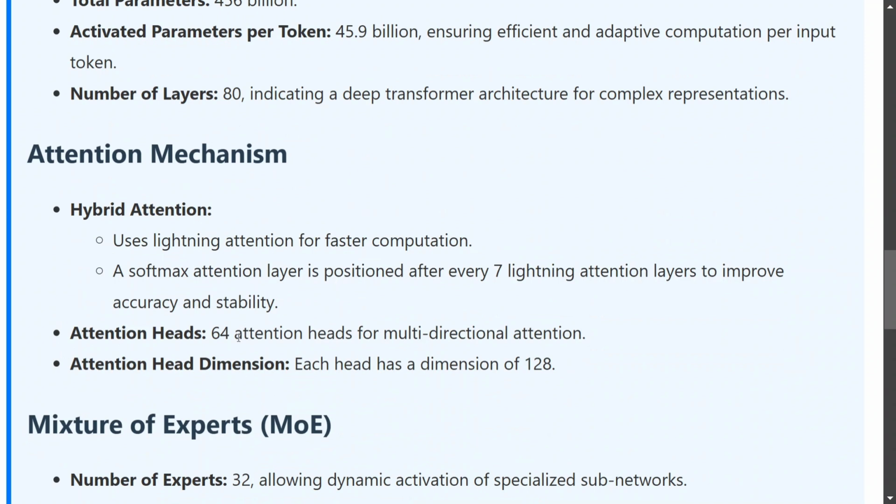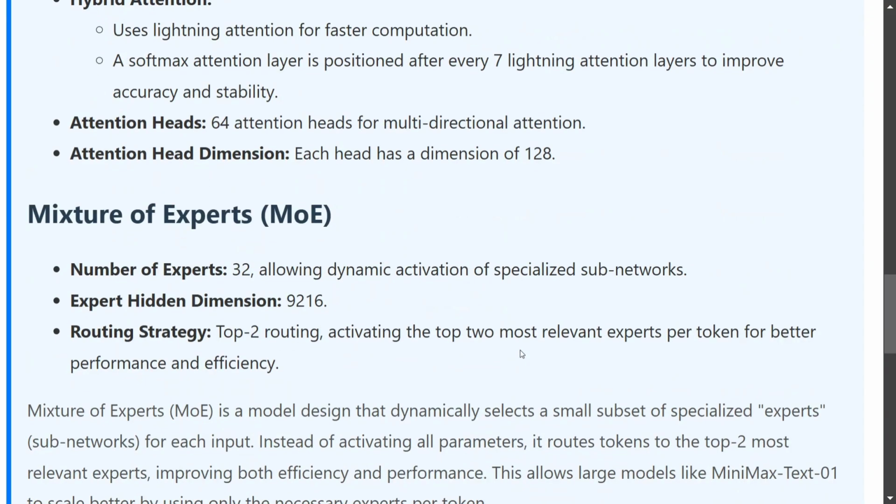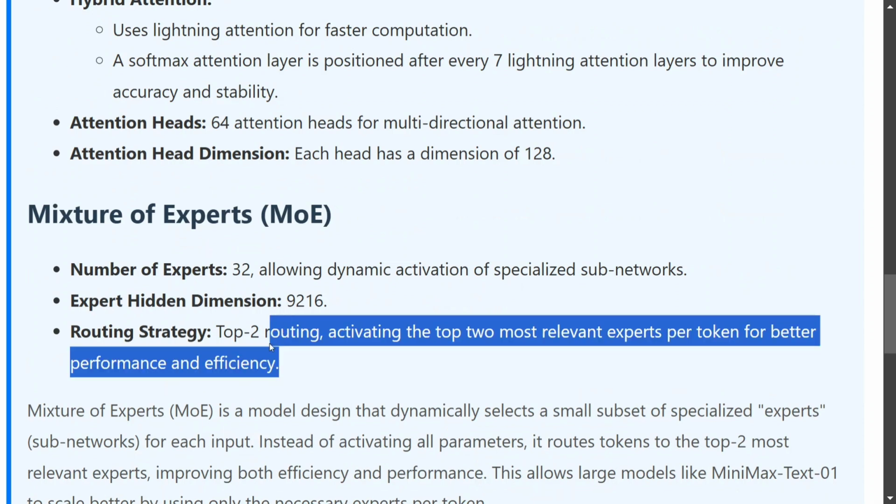Attention head is 64 attention set for multi-directional attention, and each head has a dimension of 128. Mixture of experts, it has 32 mixtures of experts, so that's great. Expert hidden dimension is 9216, and routing strategy is top two routing, activating the top two most relevant experts per token for better performance. So not just one expert is taken, two experts come into the picture.